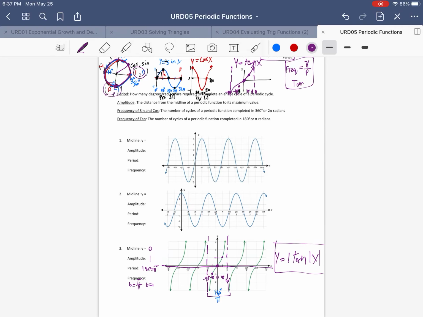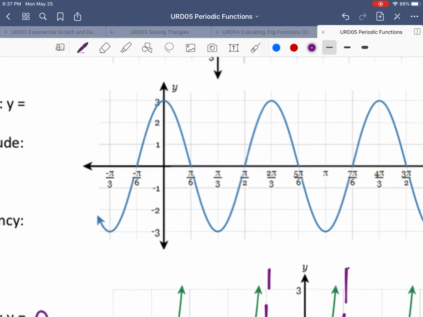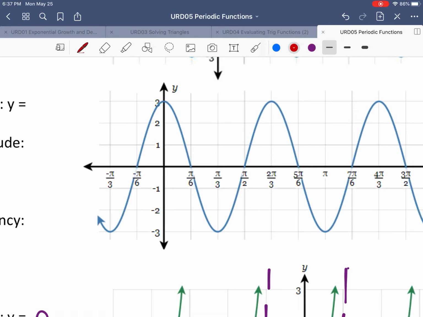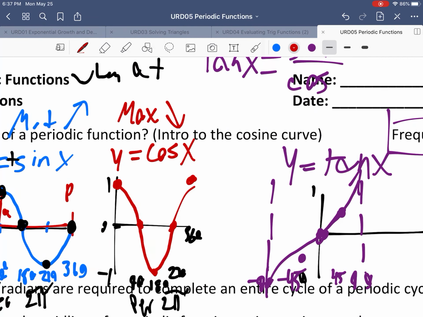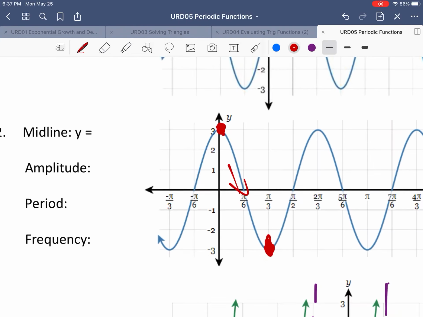Now I'm going to pick two other examples to do. I'm going to do one sine curve and one cosine curve. I'm going to do number 2. So number 2 is a cosine curve, and I can tell because it starts at the maximum and ends at the minimum. That also tells me that this is a positive amplitude because the maximum goes down when a is positive, right? So the amplitude is the distance from the midline to the maximum. So that's 3 in this case, and it's positive. The midline is 0 in this case.